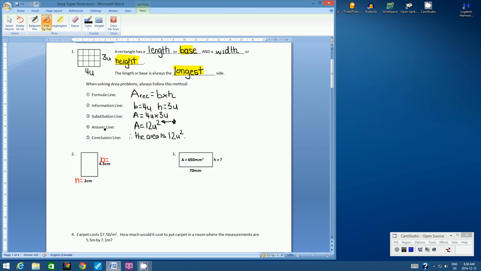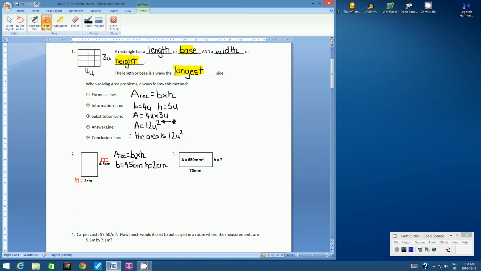All right, let's start with our 5-line solution here. Line number 1, the formula line. Area of a rectangle equals base times height. That's the formula line. The next line is the information line. So what do we know? Well, we're given the base. The base is 4.5, and in this case we have units, they are centimeters. And we're given the height. Height is 2 centimeters.